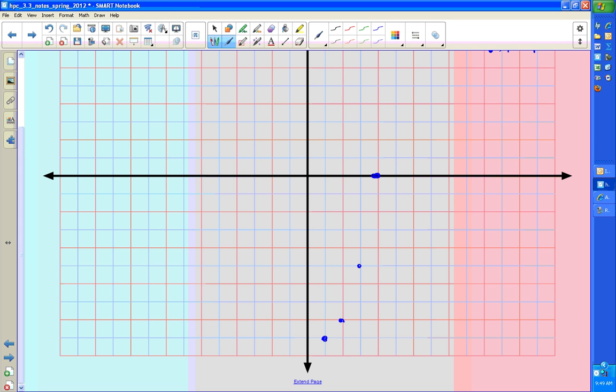Not that I care. I mean, I care, but I don't care. Left 1, up 1. Left 2, up 4. And left 3, up 9. There's your other root. What kind of boundary is it? Dotted. So make sure you connect with a dotted line.